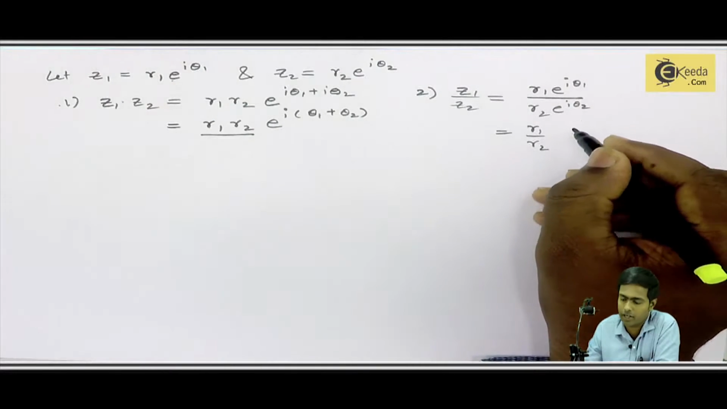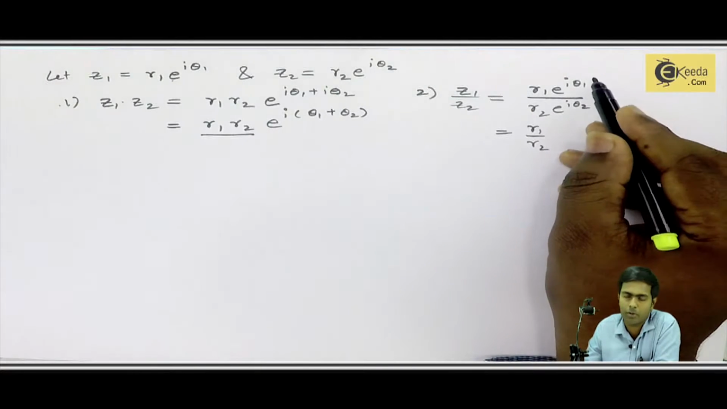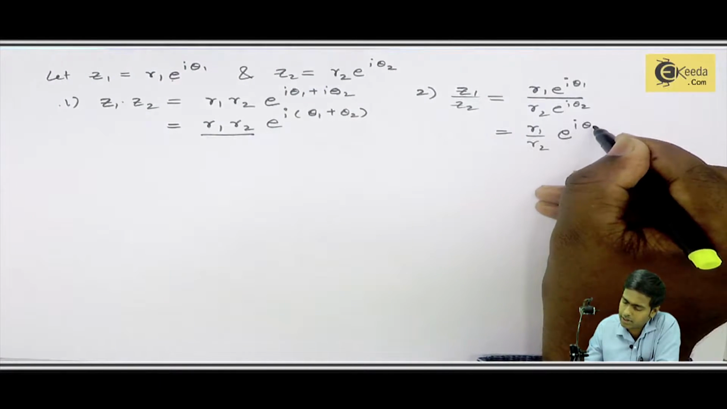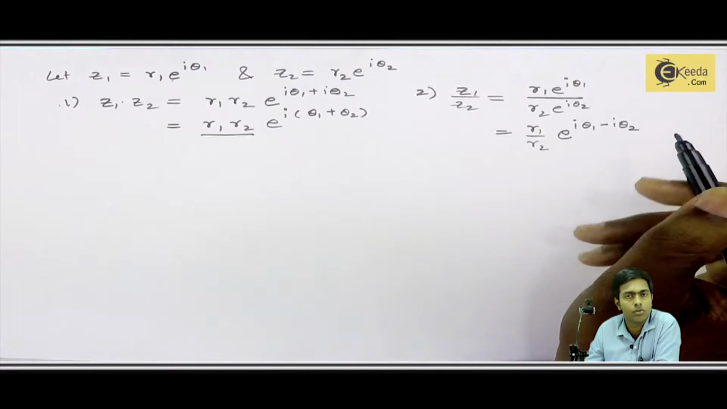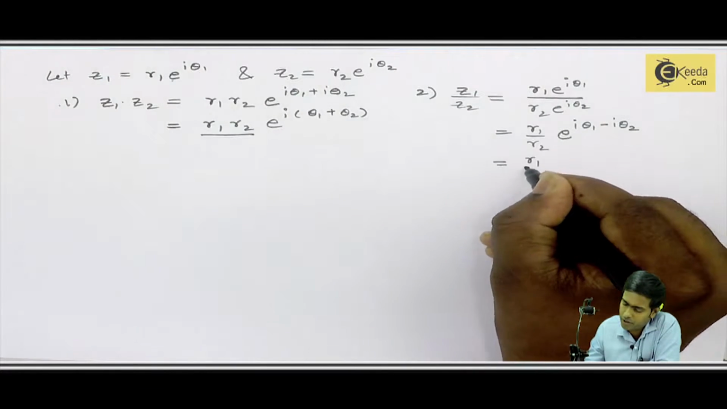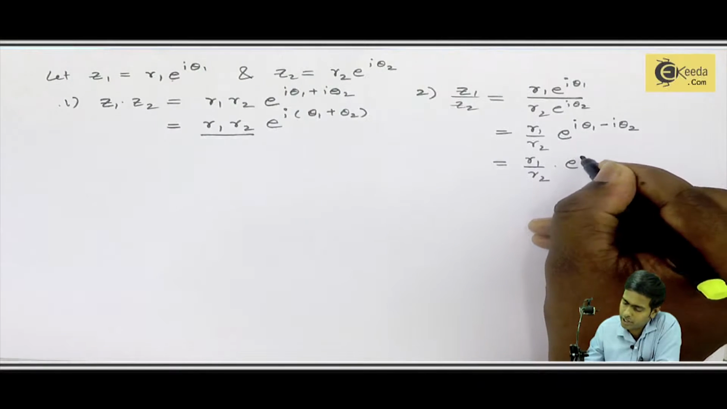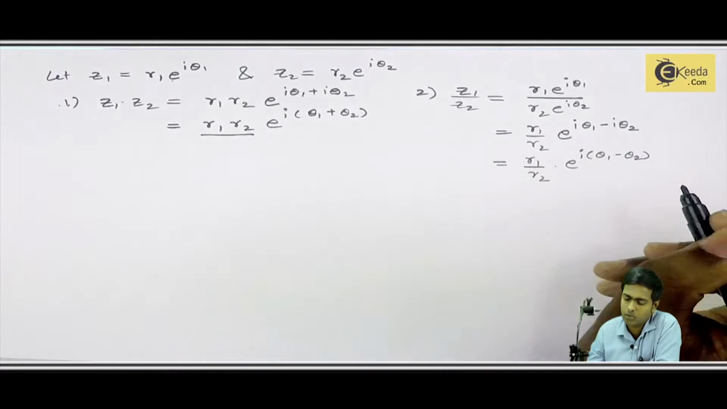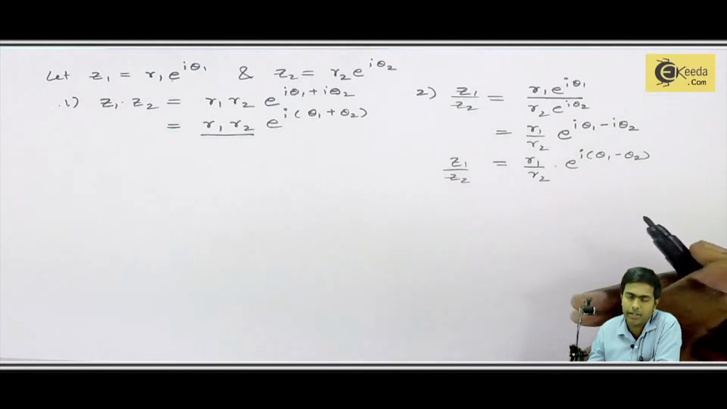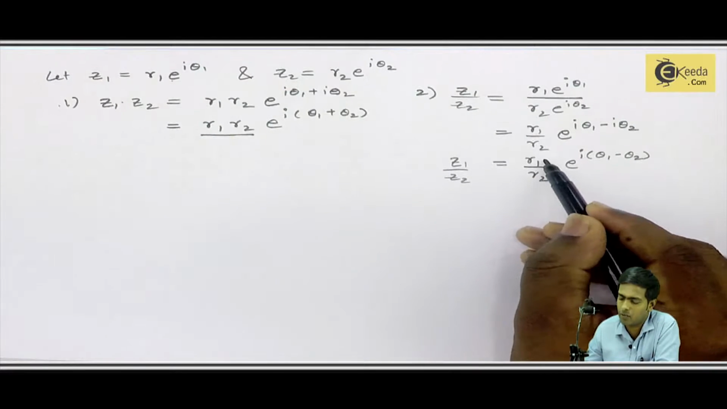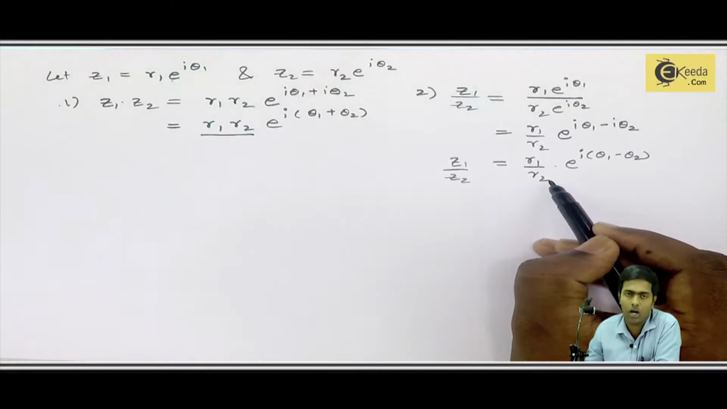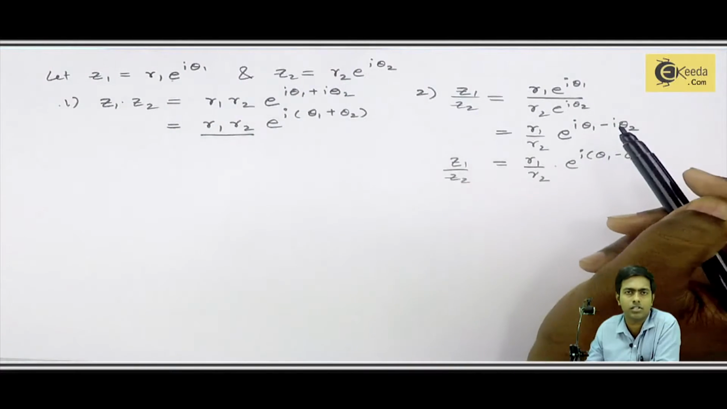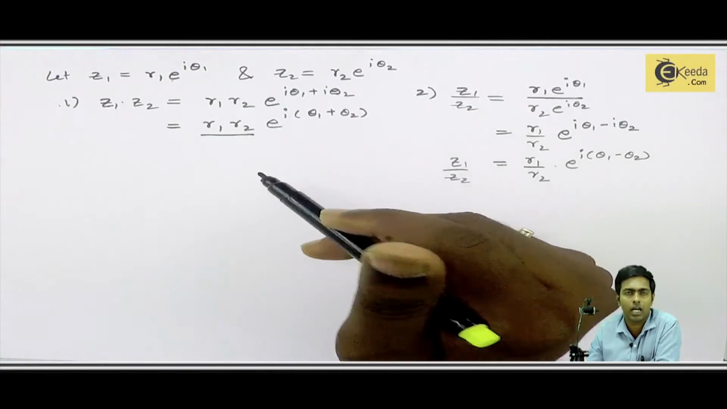So according to laws of indices, this i theta 2 will go in the numerator and will become negative. So it will give me e raised to i theta 1 minus i theta 2. So we get r1 upon r2 into e raised to i, common in bracket, (theta 1 minus theta 2). So in this case you can see that the modulus is r1 upon r2 and the new argument is theta 1 minus theta 2. Now the same results we get when the given complex numbers are in polar form.